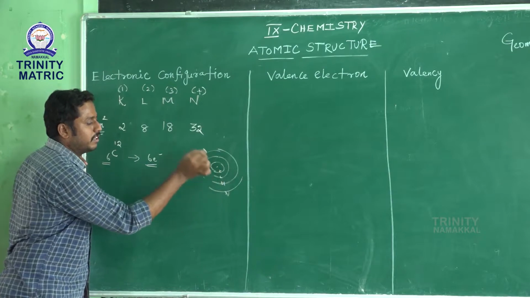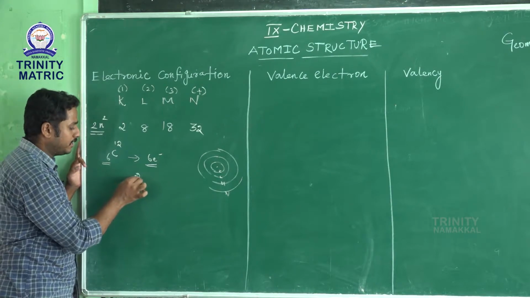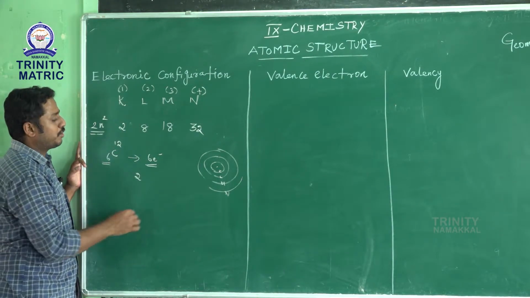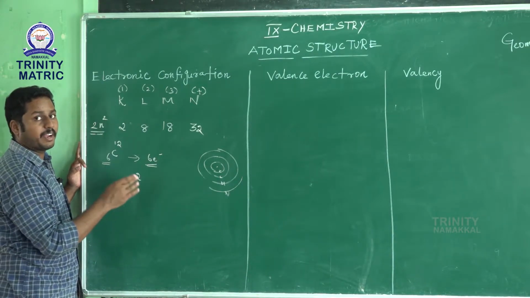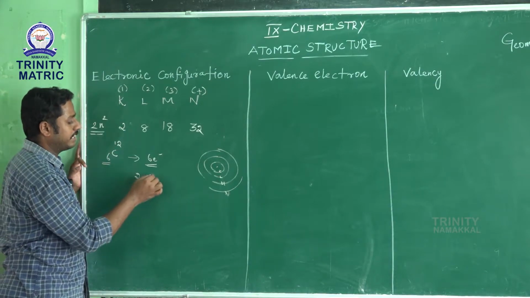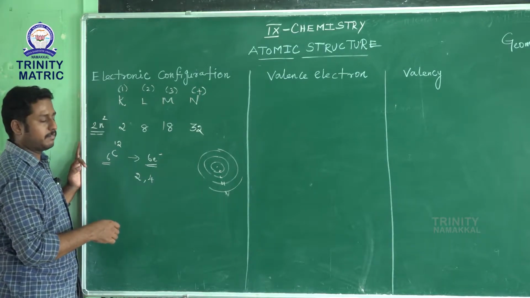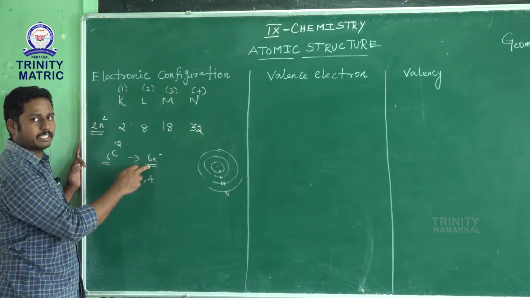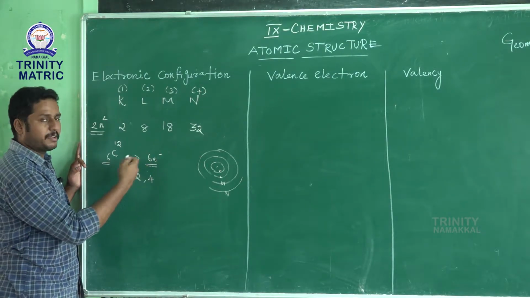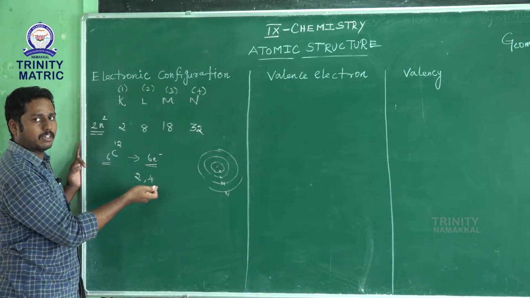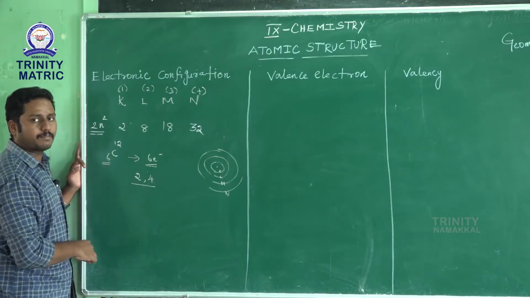So first we want to fill the K shell. What is the maximum capacity? 2. So the first 2 electrons enter into the K shell. Remaining, I have 4 electrons. Those 4 electrons enter into the L shell. The L shell maximum capacity is 8, but I have only 4 electrons. Out of 6 electrons, the first 2 enter into the K shell and the remaining enter into the L shell. So 2, 4 is the electronic configuration for carbon.